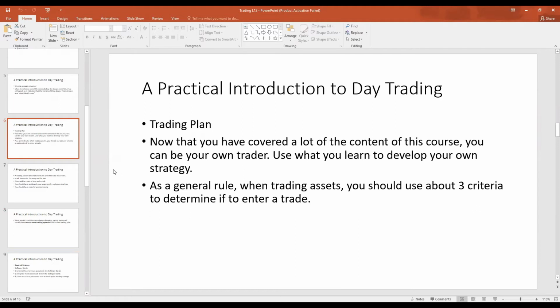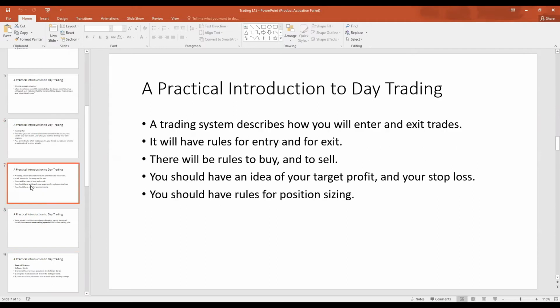As a general rule, when trading assets, you should use about 3 criteria to determine when to enter a trade. Our trading system should describe when you should enter or exit trades. We saw previously that one of the first signals from a moving average crossover is that at the point where the crossover occurs, it can tell you to buy or to sell. So if there was a golden cross, where the shorter or faster moving average crosses from below to above the longer term moving average, this gives us a signal to buy the asset. That could be the entry position.